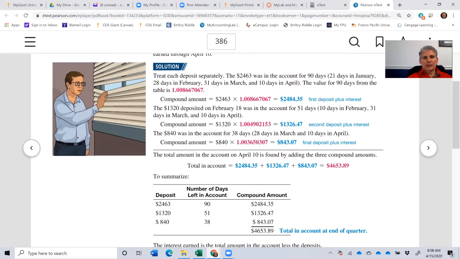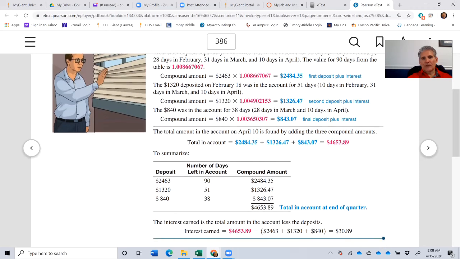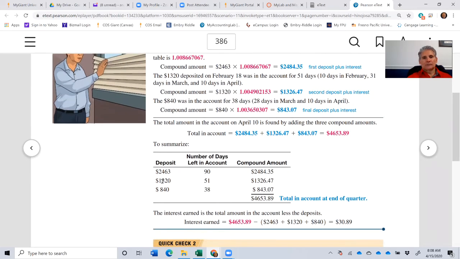Here is kind of a summary to do this on a schedule here. We did the first deposit, the second deposit, the third deposit. We're going to sum it all up. And rather than finding the difference in each individual account, which makes sense, it'll be more efficient to do it this way. We're going to add this all up, subtract all the deposits, and the difference is what the account has earned in interest. So $30.89.